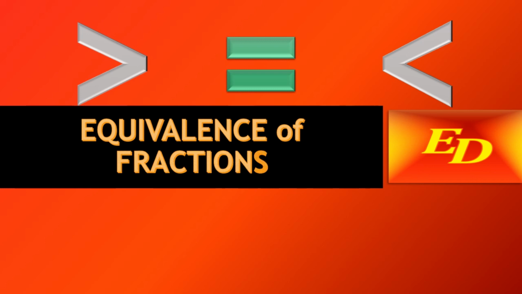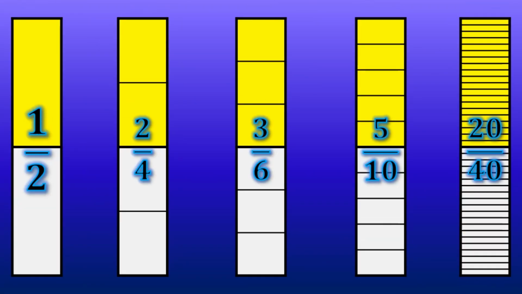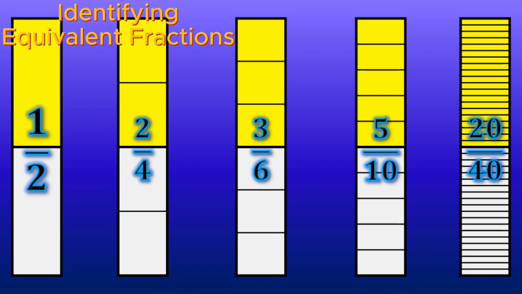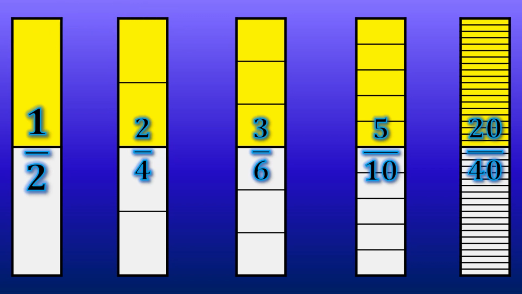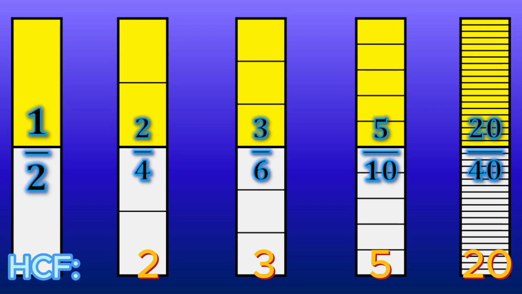Equivalence of fractions. Two or more fractions are equivalent if they have the exact same value. In order to identify equivalent fractions, simplify them. And in order to simplify them, divide their numerator and their denominator by their highest common factor. And the highest common factor is the biggest number that can divide both the numerator and the denominator without a remainder.